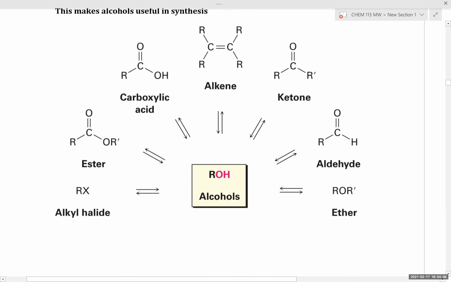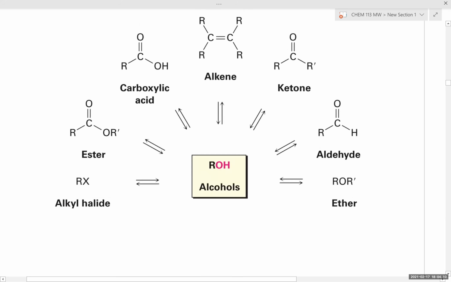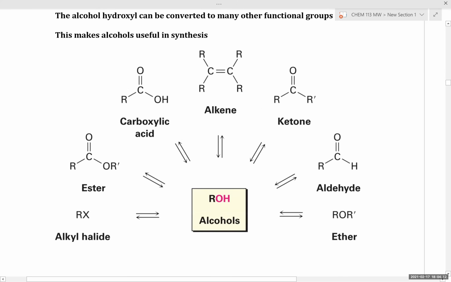And alcohols really are quite useful functional groups because they can be prepared from a range of functional groups and they can be derivatized into a range of functional groups. So an alcohol is a useful functional handle as they can engage in a range of reactions, each with their own chemoselectivity, regioselectivity, and stereospecificity.